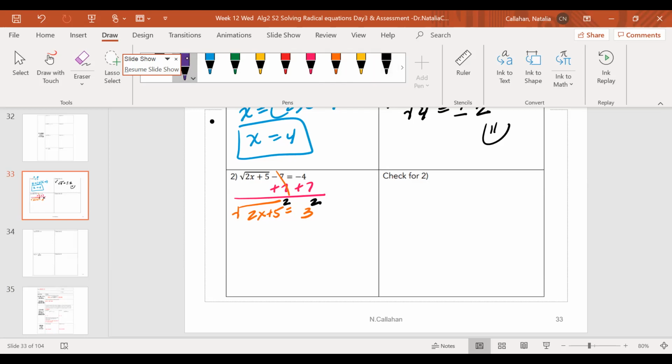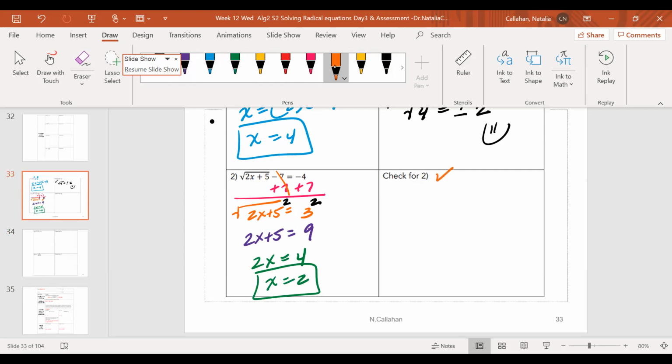And when I do that, the square and the square root cancel. The 2x plus 5 is now by itself. It's 3 times 3, which is a 9. Now it's just like a two-step equation. Minus 5. 9 minus 5 is a 4. 4 divided by 2 is a 2.